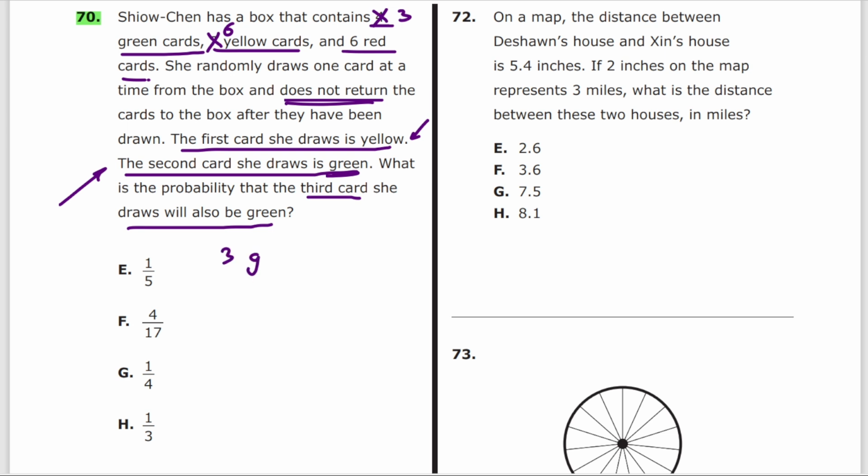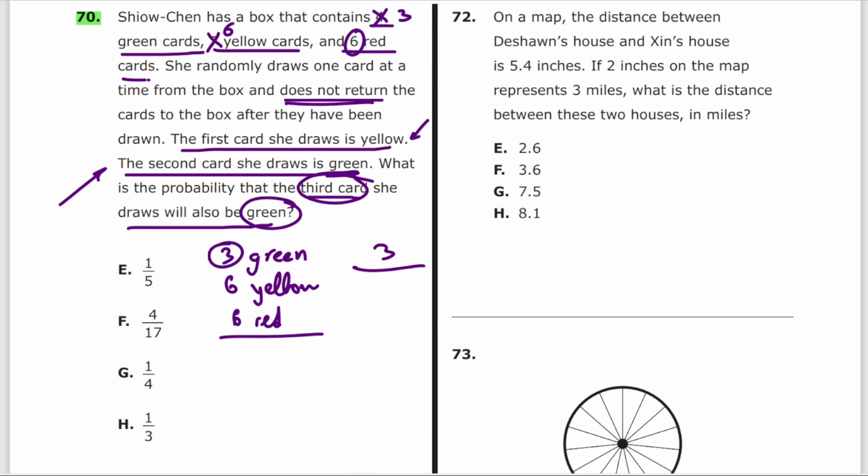We have 3 green cards. We got 6 yellow cards. And we got still 6 red cards. Now, the probability of her selecting the third card, which is just green, essentially, the question is, what's the probability from this disposition that she will select green? It's just 3, because it's just 3 green, divided by the total. Add this up. So 3 plus 6 plus 6, which is 3 divided by 15, which is 1 out of 5, which is E.